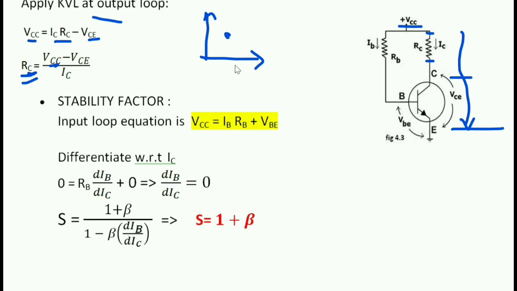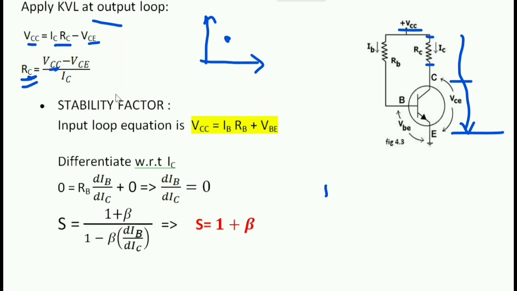Keep it aside. Apart from that, now we have to calculate the stability factor of this circuit. This stability factor will give some value. From that value we can choose whether this circuit is useful for our operation or not. So for the stability factor, let us take the input KVL equation, that is VCC is equal to IBRB plus VBE.